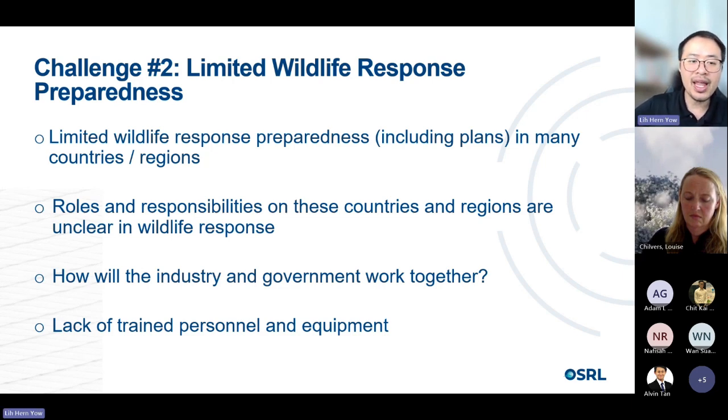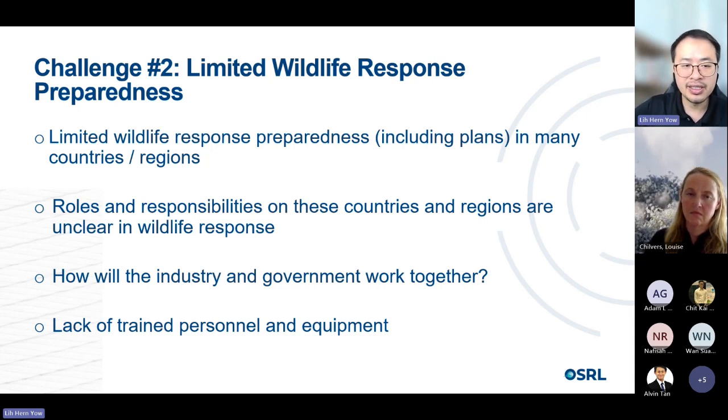The plans would usually include the roles and responsibilities of the relevant government authorities, and this would be unclear in the wildlife response, which would lead to delay in any response because we then have to sort out who is responsible first before we go into the response itself.